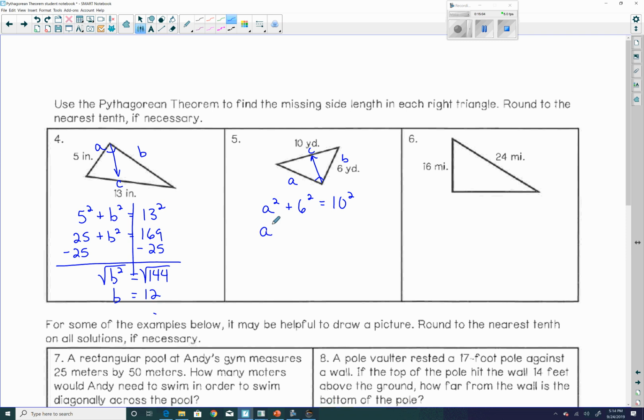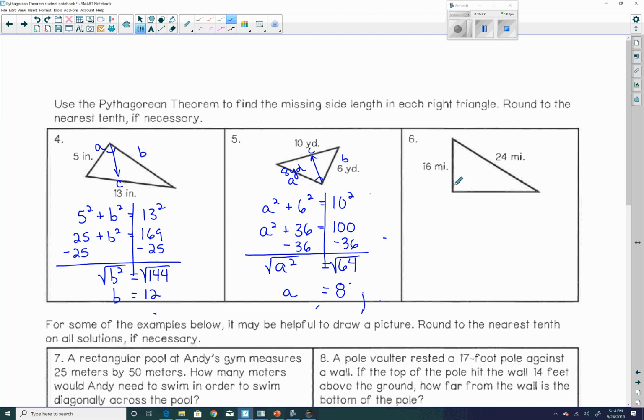Okay, so A squared plus 6 squared, which is 36, equals 100. See if you can solve the rest of the equation from here without me. Subtract 36 from both sides of the equation. A squared equals 64. The square root of A squared is just plain A. The square root of 64 is 8. These are yards, so I would label this 8 yards.